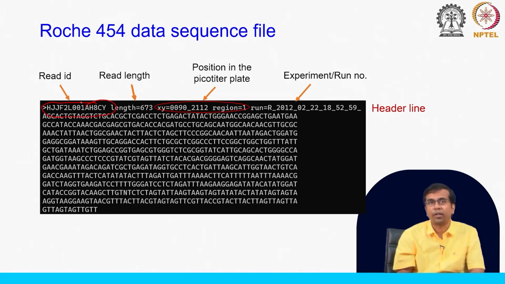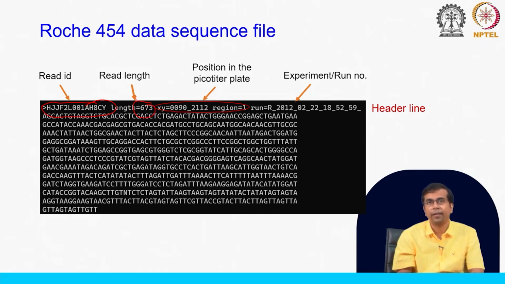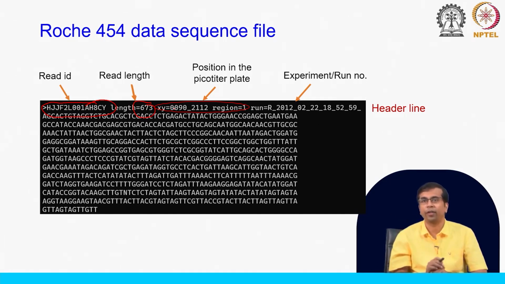So, this is the read number that we are getting. We have the read length, right. So, here is 673 bases. Then the xy is the position in the picotiter plate, and xy and region give you the position in the picotiter plate. If you remember these picotiter plates where you have these wells, each well contains one bead, right, and on the bead you have these DNA fragments. Okay. So, this gives you the position in the picotiter plate.